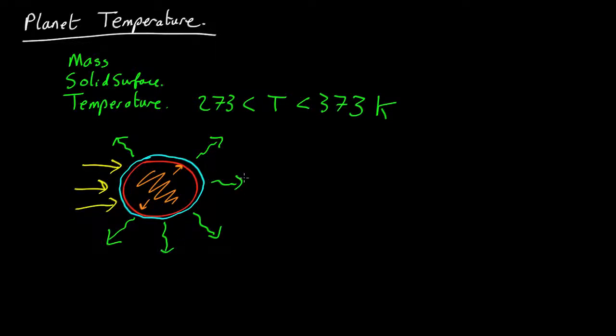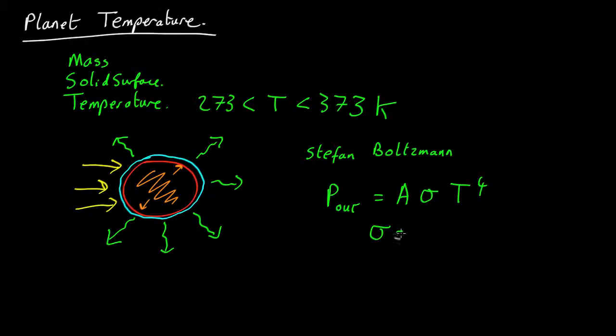The black body radiation is given by the Stefan-Boltzmann equation, which is the power out equals the surface area, times a constant called the Stefan-Boltzmann constant, times T to the fourth. The Stefan-Boltzmann constant is 5.67 times 10 to the minus 8 watts per meter squared, Kelvin to the minus 4.